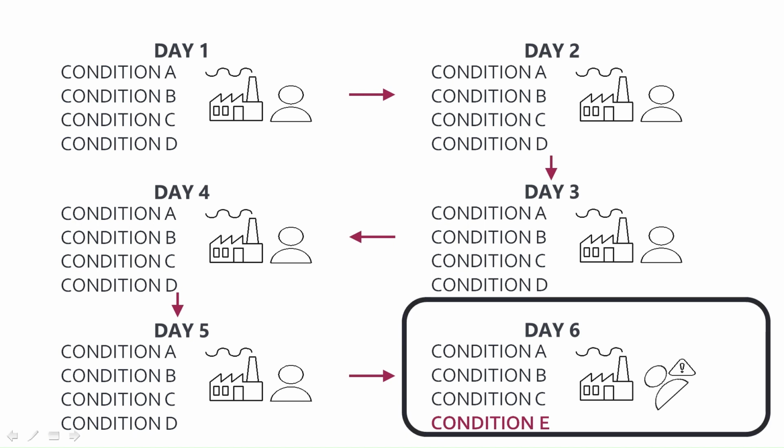Then on day 6, something changes. Condition D changes into condition E. And in our example, something bad happens. Production is not working as expected. The product is not compliant anymore. For example, instead of using a specific raw material from a trusted provider, you bought this raw material from another provider, and for some reason, the production process did not work as intended.